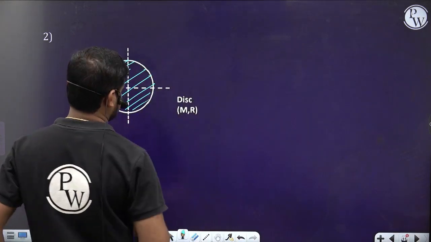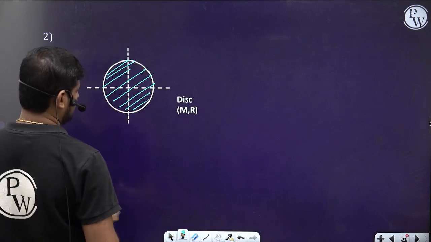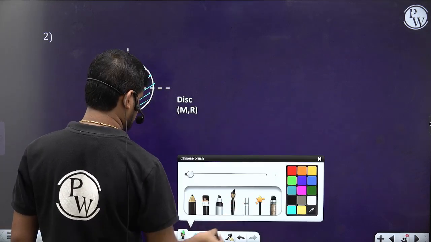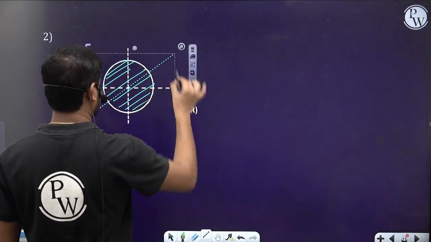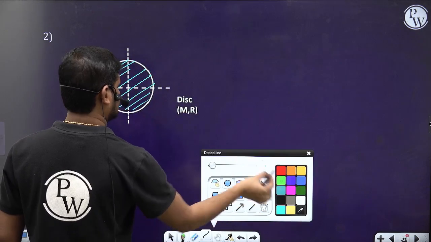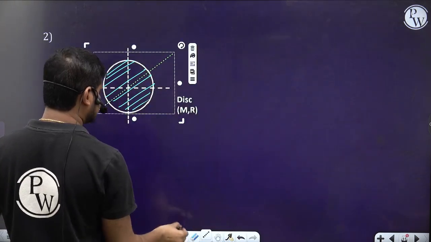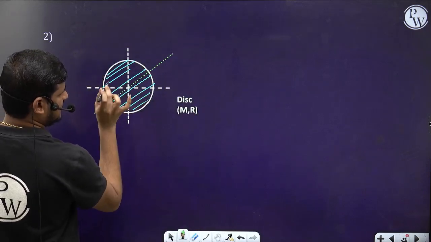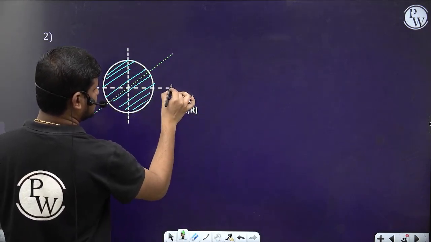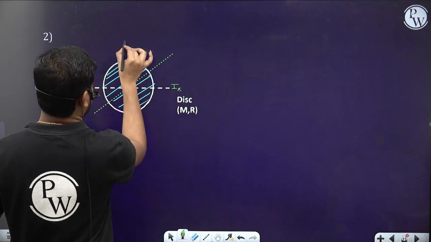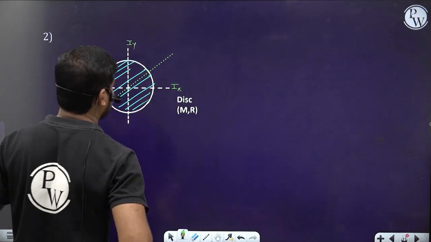This is the disk. Now if I have to find the moment of inertia about this particular z axis, I require it. So this z axis means about this axis here. This is the moment of inertia about x and this is the moment of inertia about y, right?